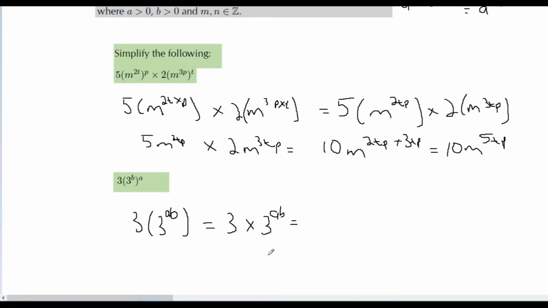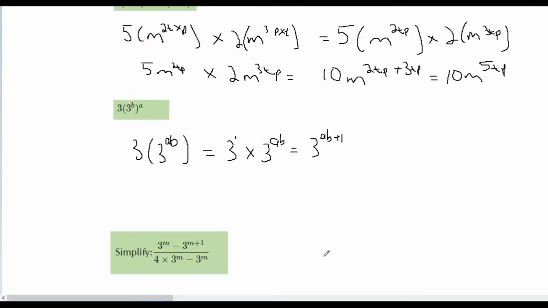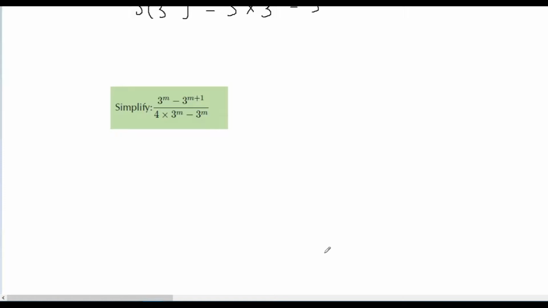And then notice here we have the same base. If we have the same base, different exponents, we add the exponents, so we're left with 3 to the power of ab plus 1. Why is it plus 1? Because if there's nothing there, that is the same as 1. So that's where the 1 comes from. Right. Quick stuff, quick stuff.